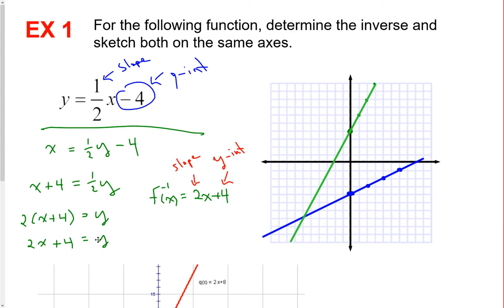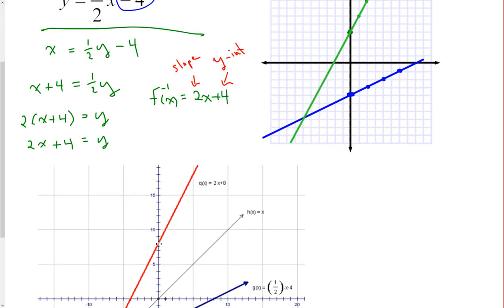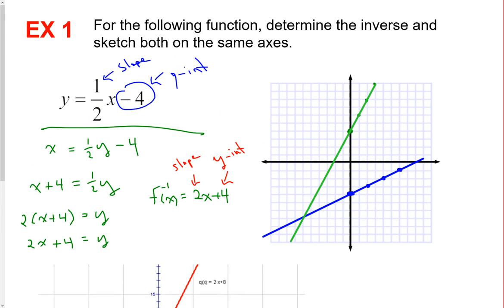Oh, yeah, you're right. I see what you said. Wouldn't that be 8? Yes, good call. And on here, you're right. That is 8 on my actual one. Thanks for catching that. Okay, let's fix that up before we go any further. Boy, I'm having one of those days. Yeah, 2x plus 8. Good, that's better.